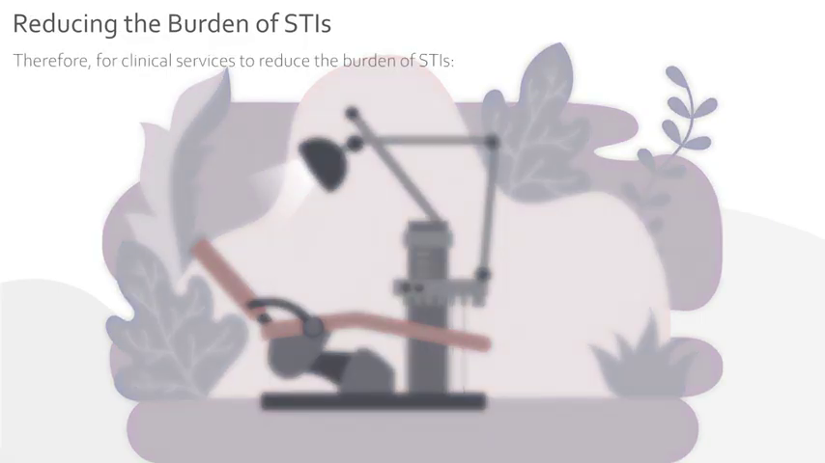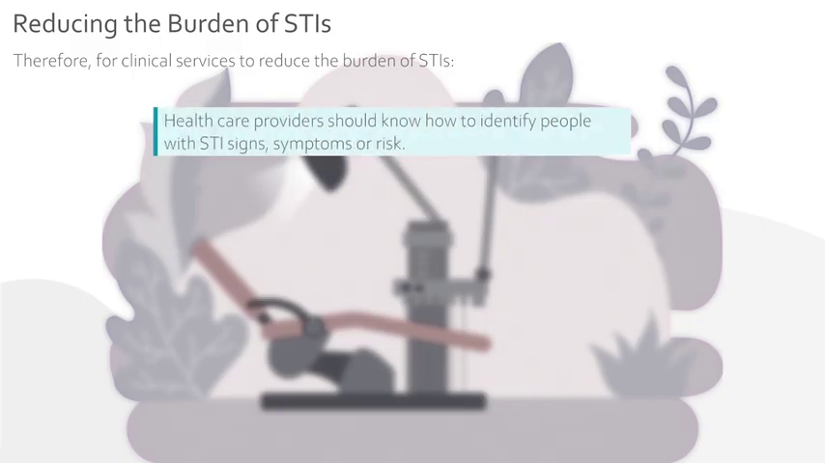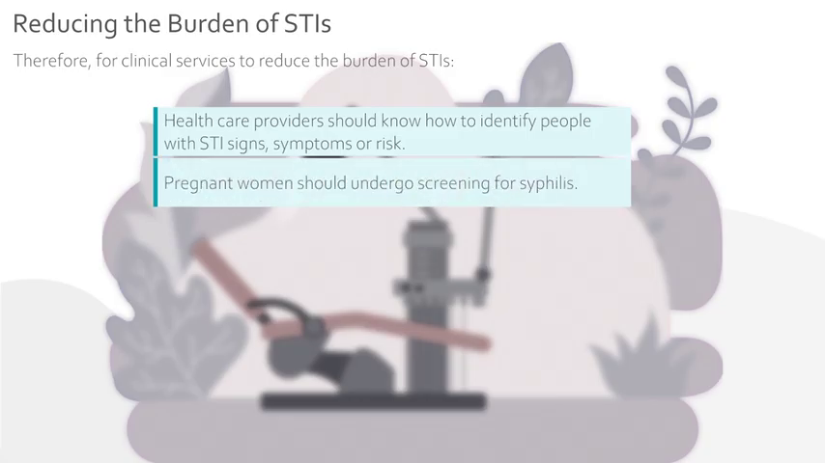Therefore, for clinical services to reduce the burden of STIs, healthcare providers should know how to identify people with STI signs, symptoms, or risk. Pregnant women should undergo screening for syphilis. This is an effective strategy for preventing congenital syphilis and is part of the essential package of antenatal care.